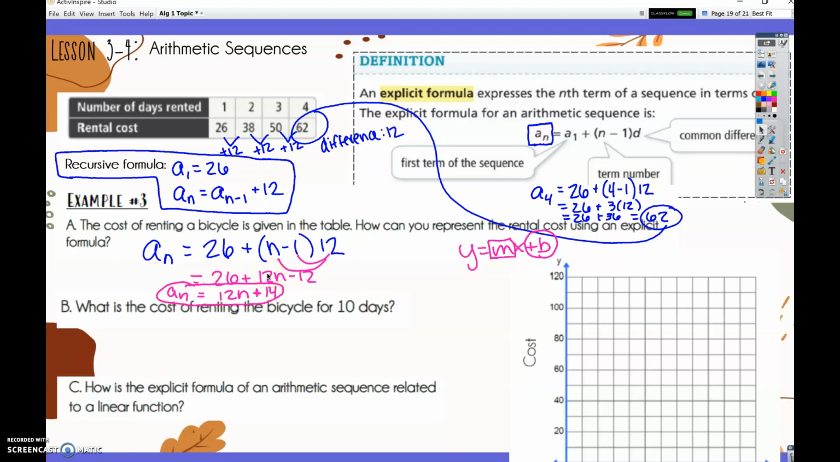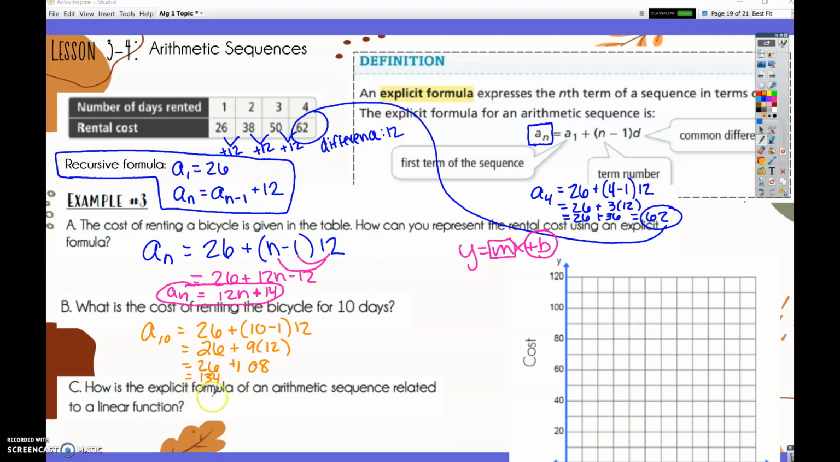Now, if someone wants to know how much it will cost to rent the bike for 10 days, we can plug in our 10. So I could take either of these equations. I'll take the original. If I want to go for 10 days, I do 26 plus 10 minus 1 times 12. We would have $134 for a 10-day bicycle rental.